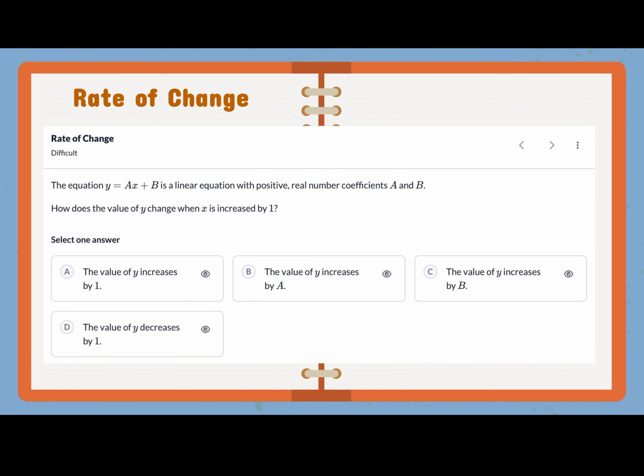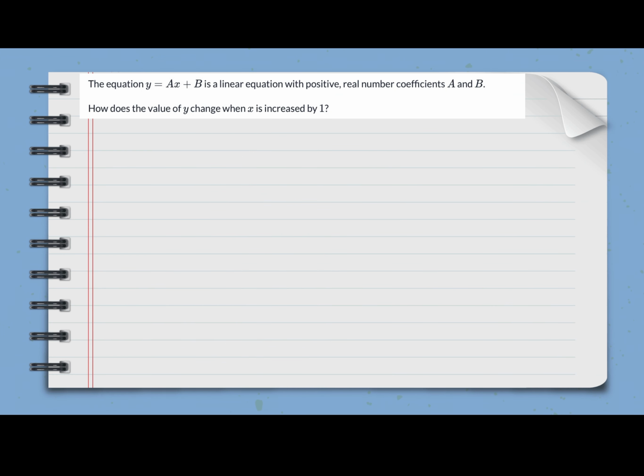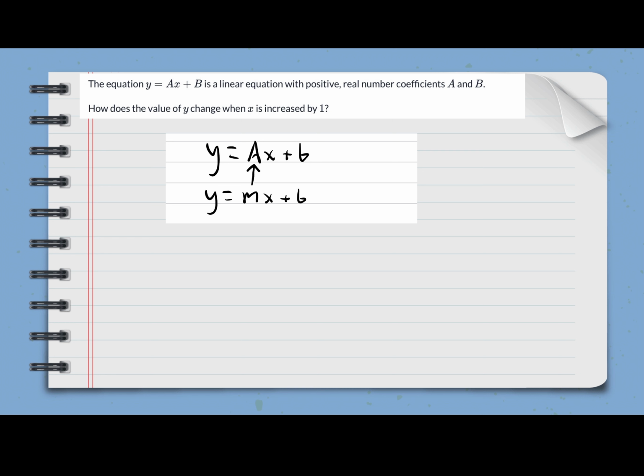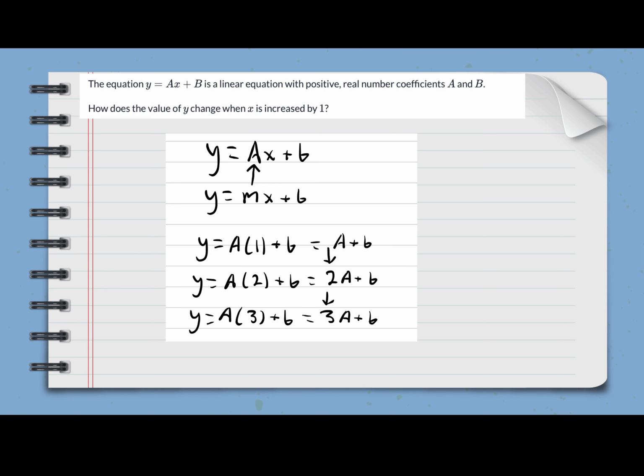Okay, rate of change, another conceptual question, nothing too hard on paper. We have y equals ax plus b, and if you think about it in the slope-intercept format, a here is our slope. And we're figuring out how does y change when x is increased by 1. So we can just try plugging it in. We have x equals 1, 2, and 3. And you'll find that the answer increases by a. You'll end up with a, 2a, 3a, and so on. You'll find that when you have x plus 1, y increases by a. That's the only difference here, and that's our correct answer.